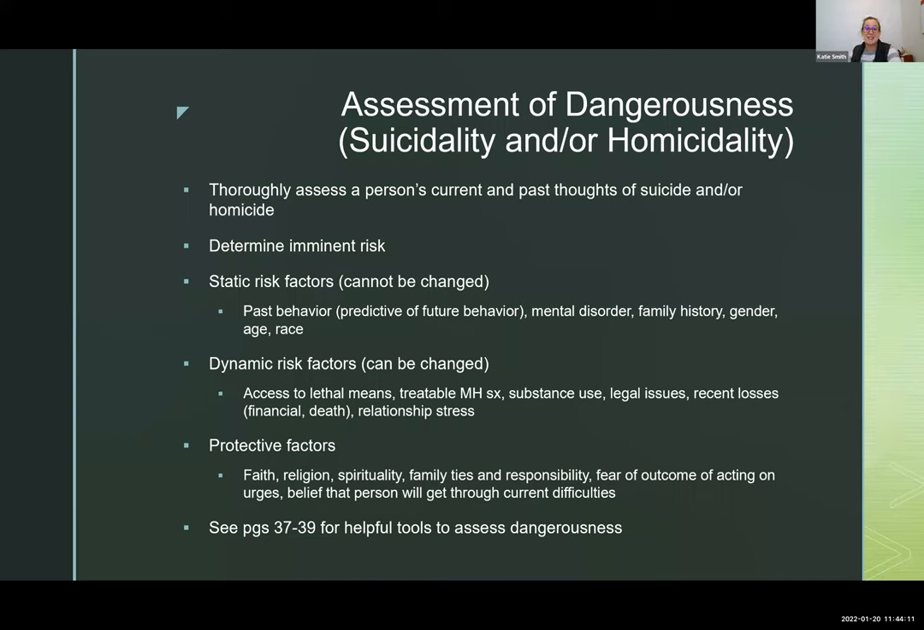We also want to assess protective factors. So some protective factors are things like faith, religion, spirituality, family ties and responsibility, fear of the outcome of acting on urges. So often when I ask people, well, what's kept you from that? You know what? I live with my mom and I know that she would find me and I just can't do that to her. Okay. So living with her mom is really helpful for this right now.